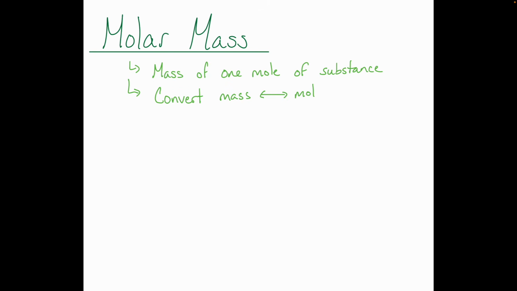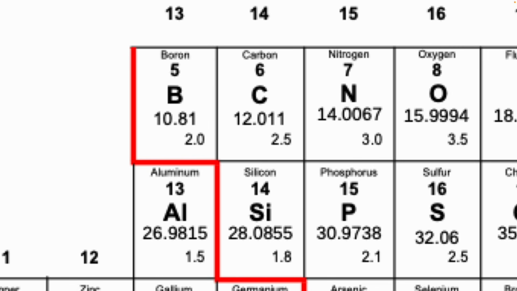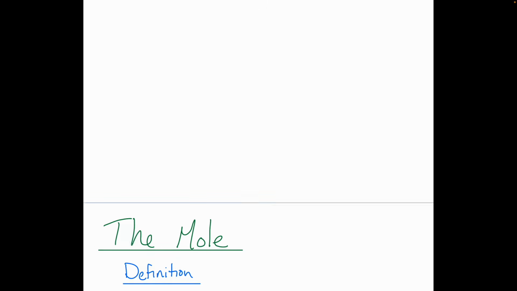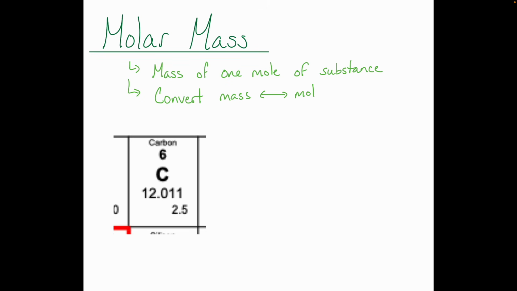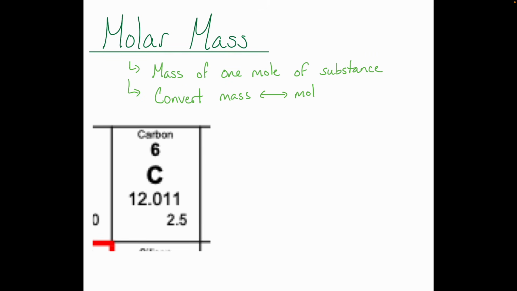If we go to our periodic table, let's grab an element. Let's do carbon. This number on the periodic table, for carbon it's 12.011, we called the atomic mass or the average atomic mass, and it is the weighted average of all the carbon isotopes that exist. But they very cleverly defined these average atomic masses to be equivalent to what we call the molar mass.